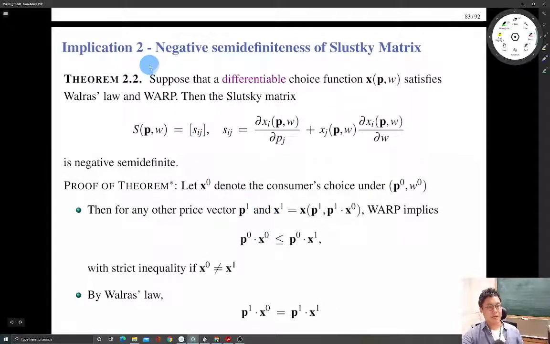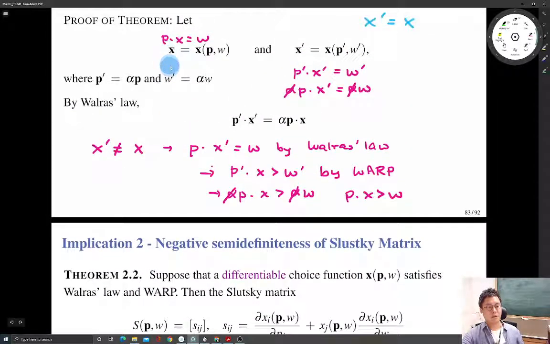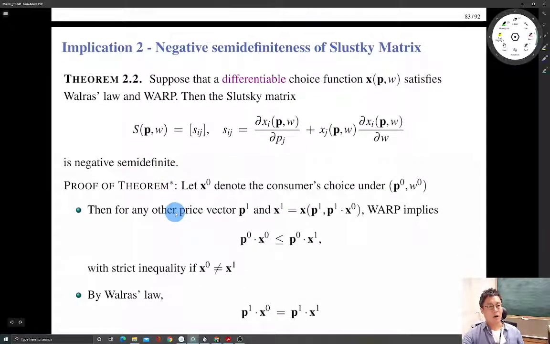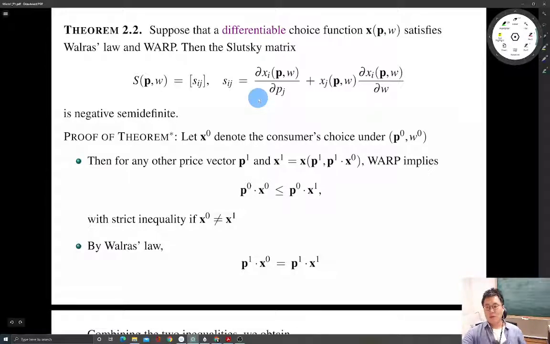But the second implication, okay, so now we are going to assume that the choice function is differentiable, and it satisfies Walras' law and the weak axiom, just as in the previous statement. And it turns out that the Slutsky matrix is negative semi-definite. So you may wonder, because we are not taking the preference-based approach. If we took the preference-based approach, then we can obtain the Hicksian demand, and so we can define the Slutsky matrix. But now we work with just the choice function alone.